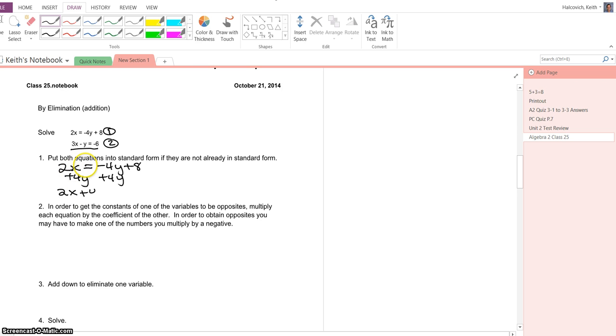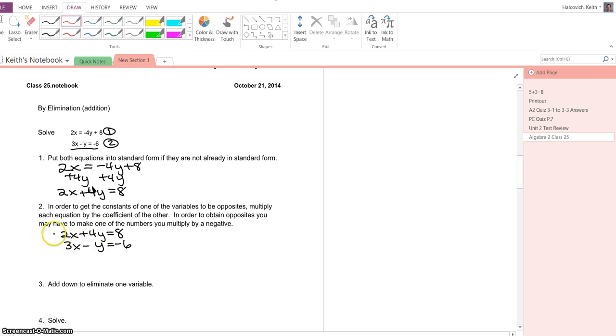So we get 2x plus 4y equals 8. So notice we have both equations. We have 2x plus 4y equals 8. And we have 3x minus y equals negative 6 in standard form. So now what we're going to do is multiply in order to get the opposites of one of the variables. Now the easiest one to get the opposite would be the y's, because it's already 1 plus and 1 minus.